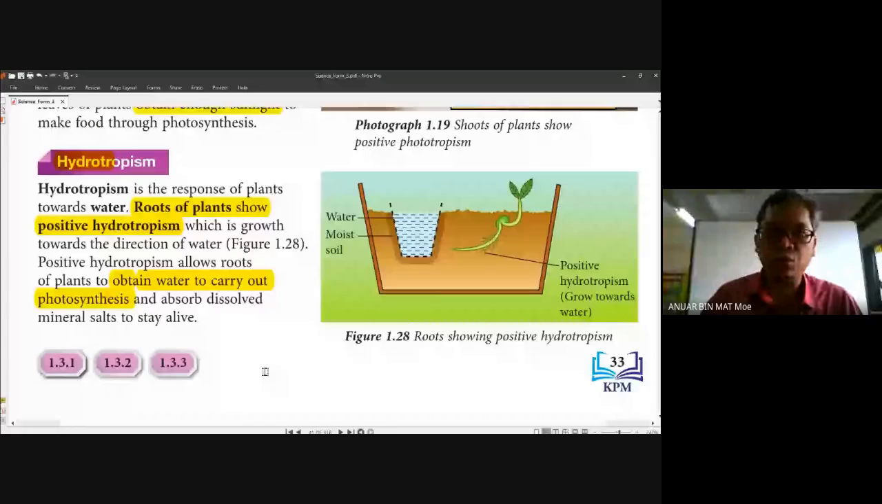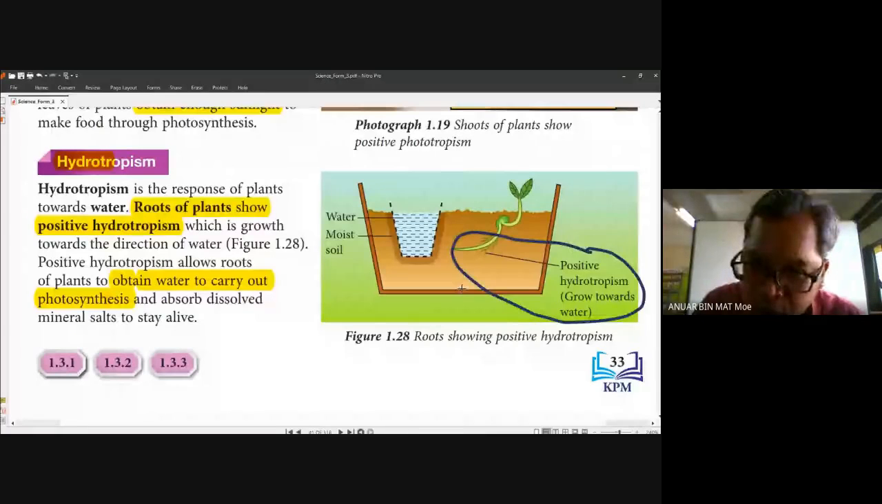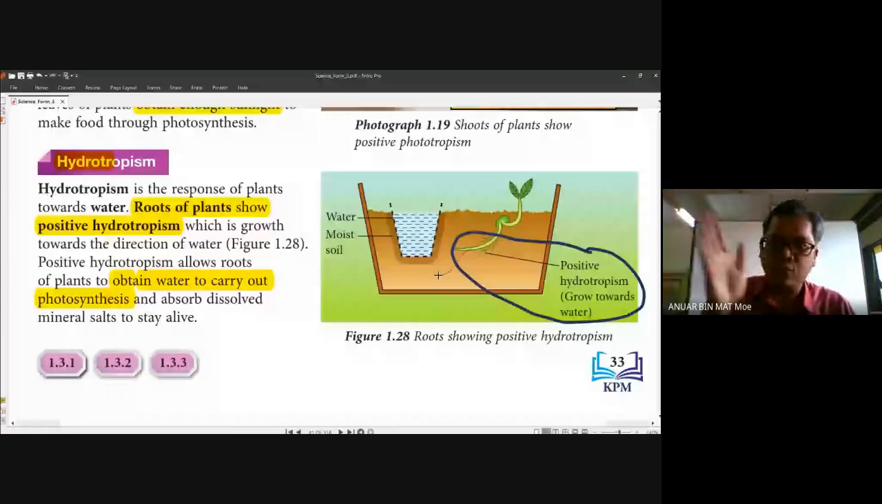For what? They must find the water in order to perform or to do photosynthesis, right? So we call it the root parts, right? The root parts of the plant, we call it positive hydrotropism. Positive hydrotropism, because the root will try to go to find the water. It will grow and then go directly to the sources of water. This is positive hydrotropism. Boleh ya? Okay.